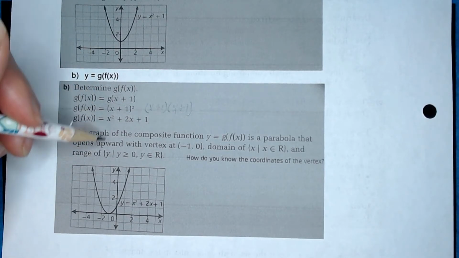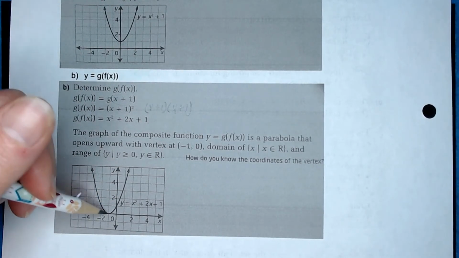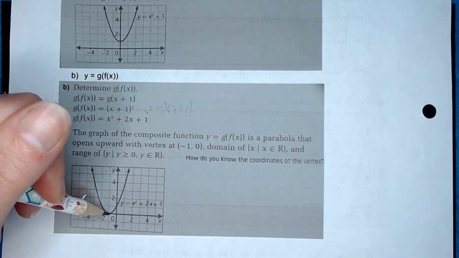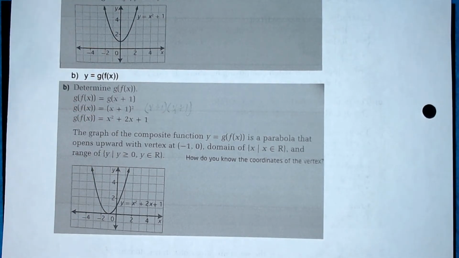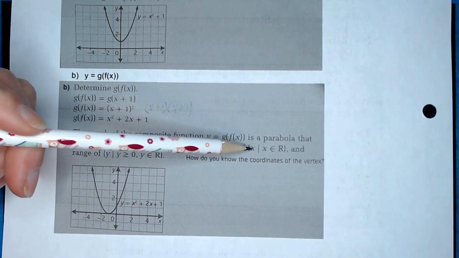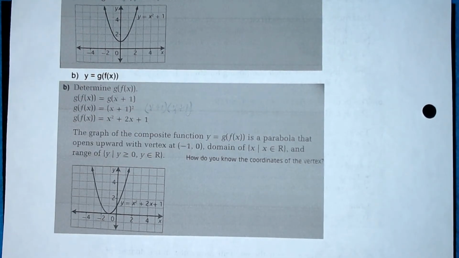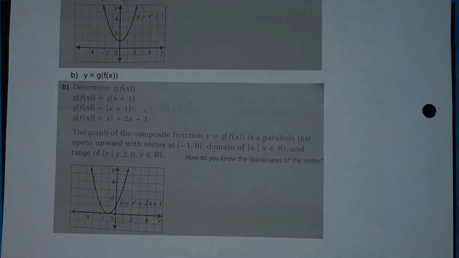When you graph this, you get a parabola that has a horizontal shift to the left 1 unit. And it opens upwards because it's a positive x squared value. So our domain is x is an element of the reals, and our range y must just be greater than 0.